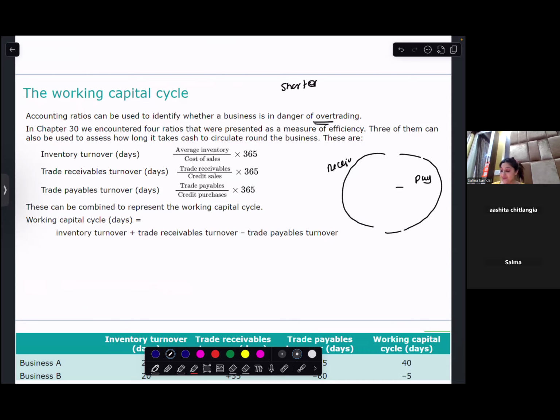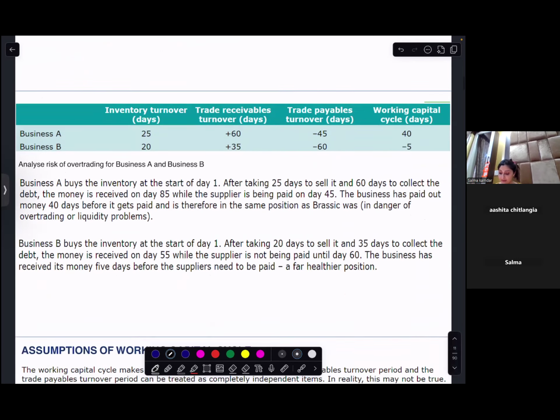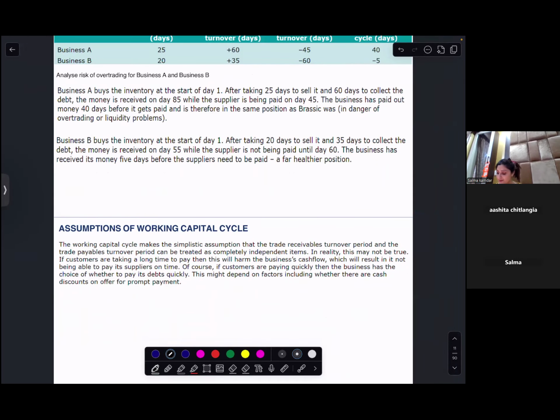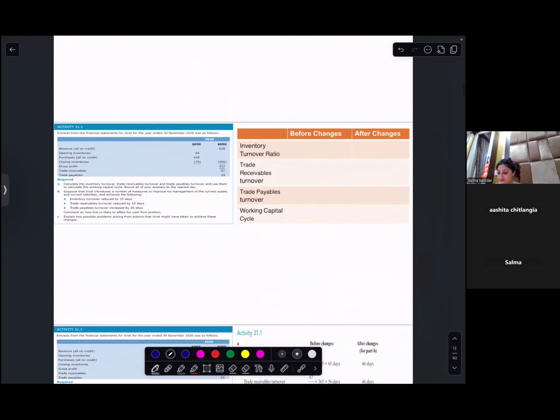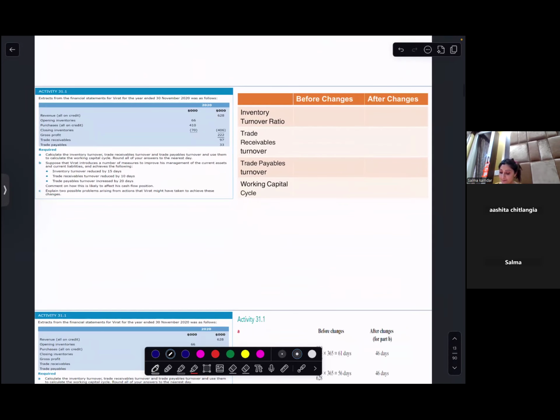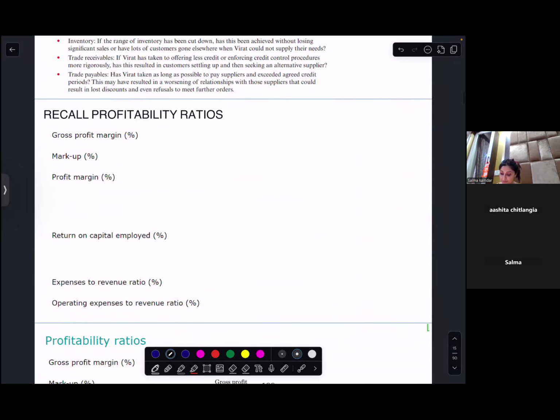So when I talk about working capital cycle, your entire cycle of selling, receiving minus paying, the shorter it is, the better it is. This is in days. So working capital cycle ratio: shorter, the better. Now there are some examples where you have to calculate your working capital cycle ratio. I will give you time to solve this before and after changes, then you can do that.